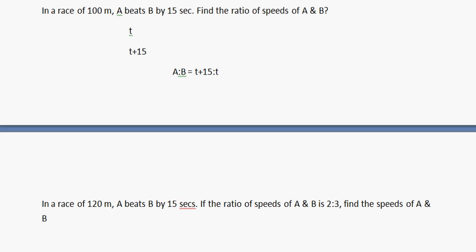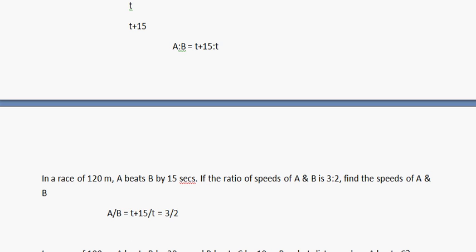So A beats B by 15 meters, which means the ratio of A and B is equal to (T plus 15) by T, which has to be 3:2 because A's speed has to be higher than B's speed, right? So this is equal to 3:2. So we will find T, if we solve it. T is equal to 30 seconds, right?